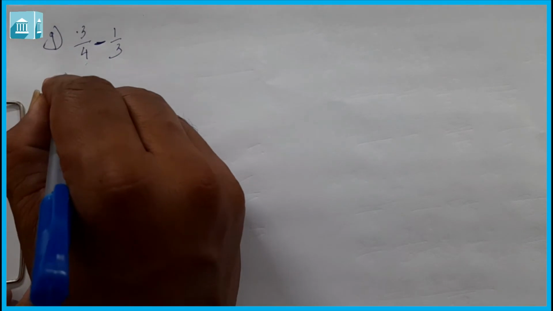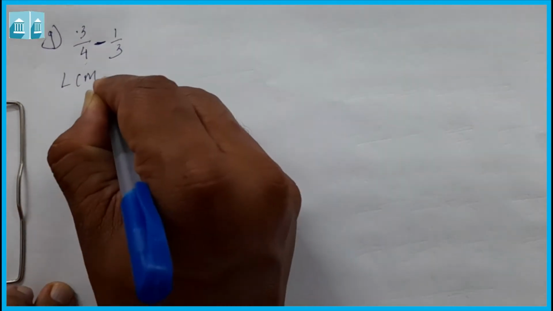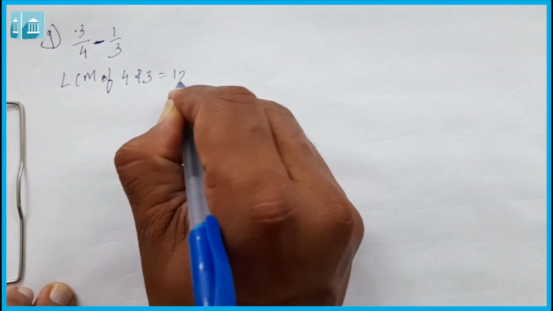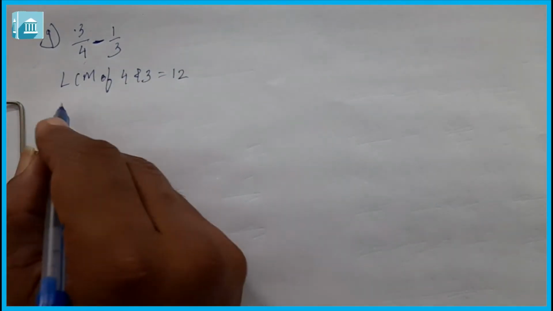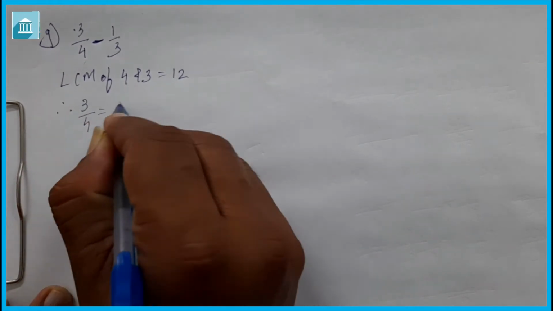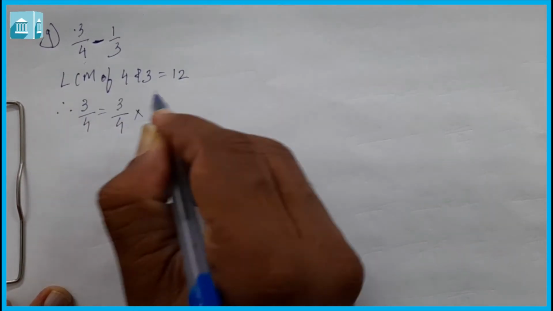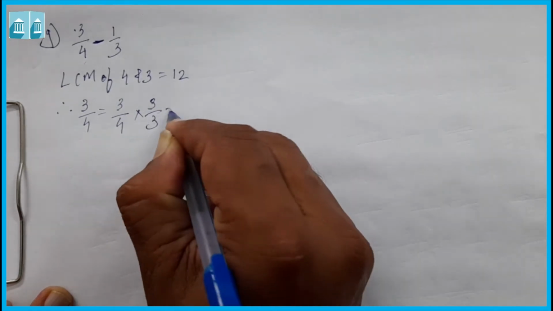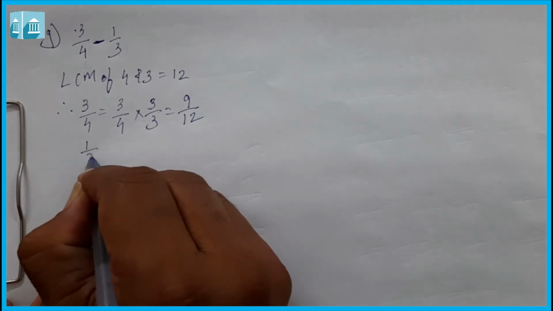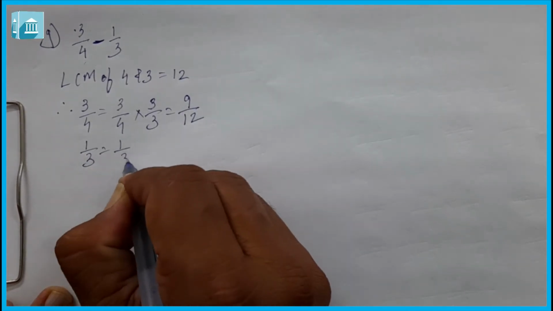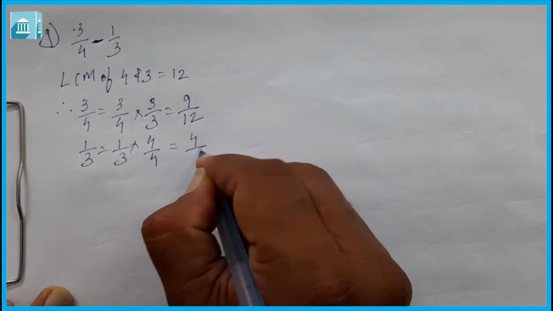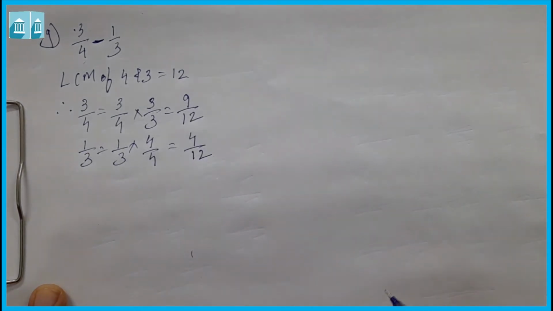So again here also the same thing, we have to first find out the LCM of 4 and 3, which is equal to 12. LCM is 12, so therefore 3 by 4 is equal to 3 by 4 into 3 upon 3, which is equal to 9 by 12. 1 by 3 is equal to 1 upon 3 into 4 upon 4, which is equal to 4 by 12.